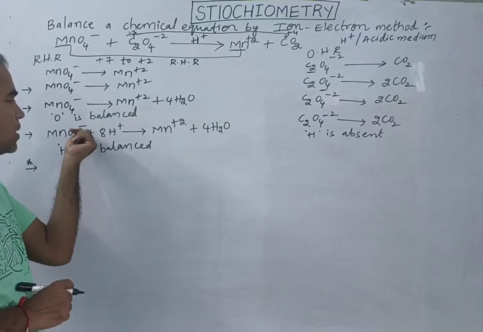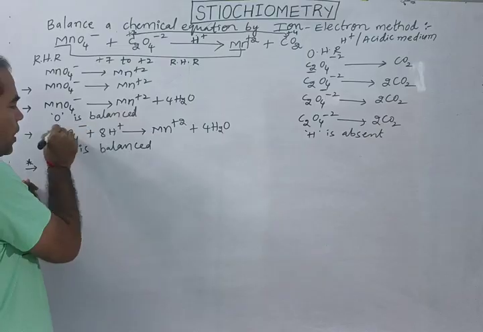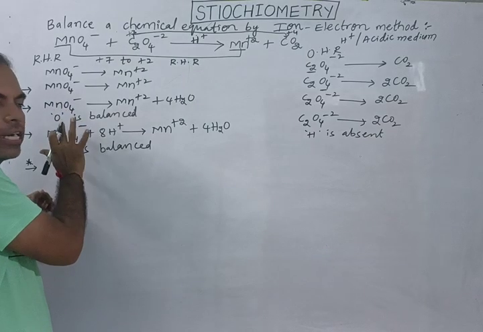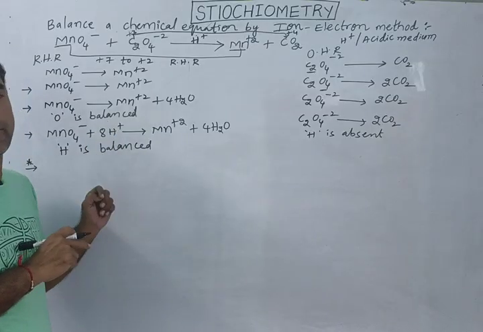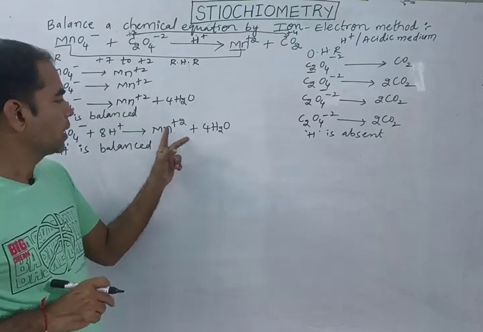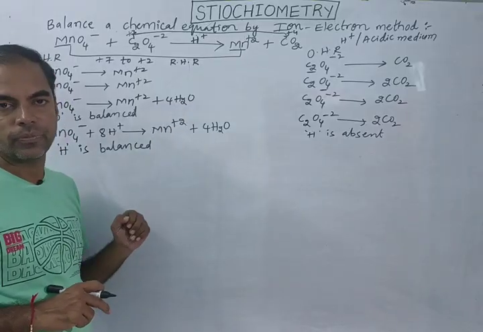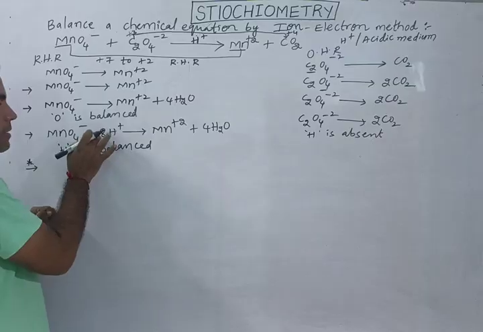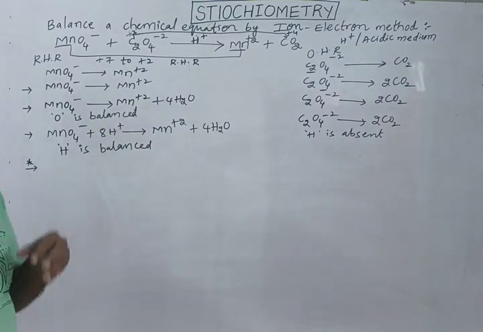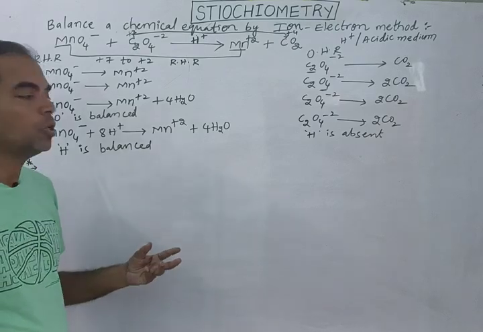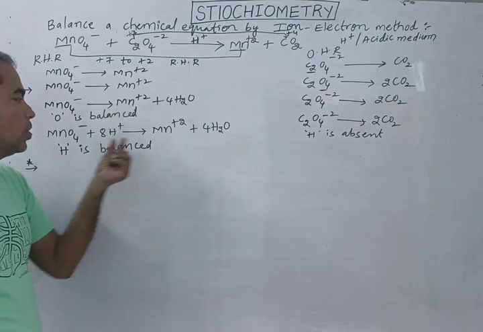Here the total negative ion is MnO4 minus, that means 1 negative ion, and 8 positive ions. The total net charge is 7. Come to the right side. Mn plus 2. How many positive charges? Plus 2. Right? Here total 7 positive, here 2 positive. How many electrons are required to get the plus 2 charge?